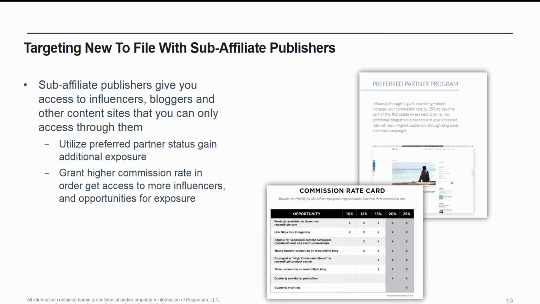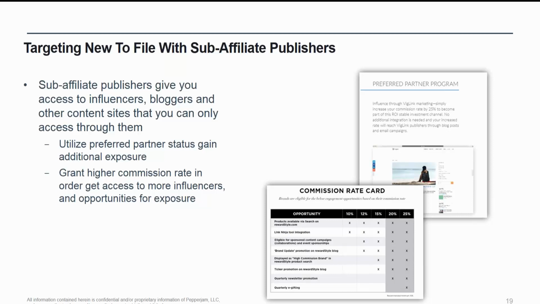So targeting new to file with sub-affiliate publishers. Just to keep in mind, sub-affiliate publishers do give you access to influencers and bloggers, so it's pretty similar to working with influencers and bloggers directly. You can utilize preferred publisher status to gain additional exposure, and different sub-affiliate networks will also give you preferred status options. It gets you in front of different influencers and content sites within their network, so it helps to get you some additional exposure as well.